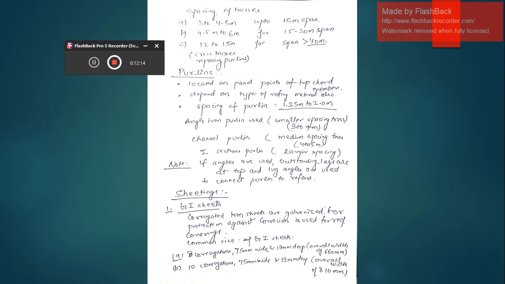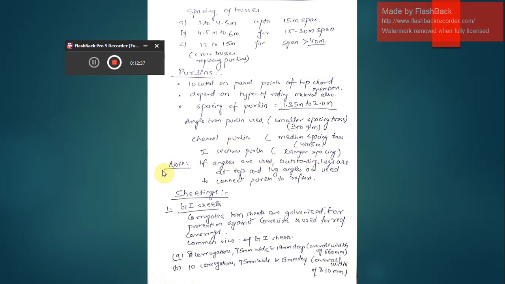The spacing of purlins is usually 1.35 to 2 meter, and we will use 3 different types of sections for the purlins. If it is a smaller spacing truss, 3 to 4 meter, then we use angle iron purlin sections. If it is a medium spacing truss, then we will use channel section purlin, and if it is a larger spacing truss, then we will use the I section purlin.